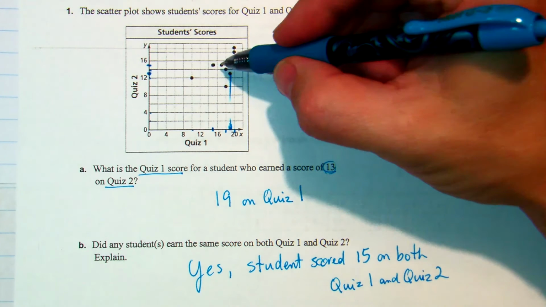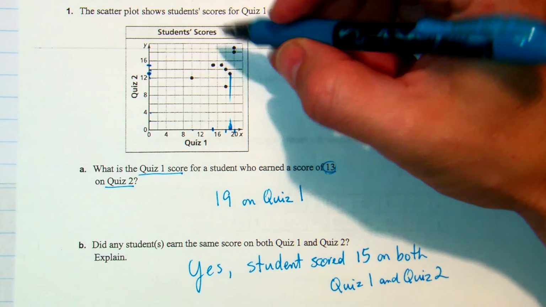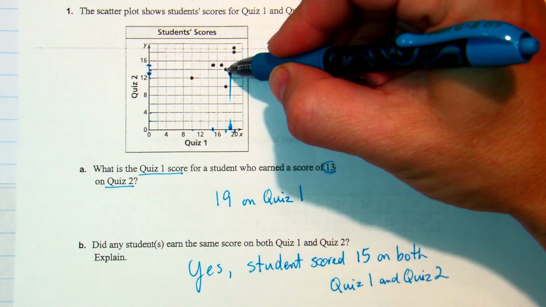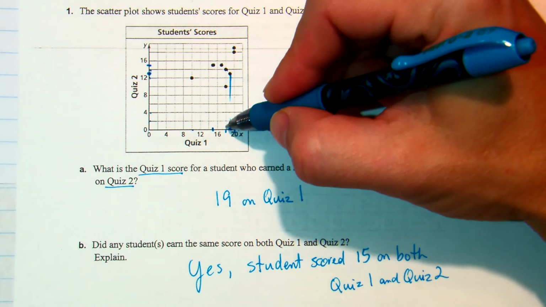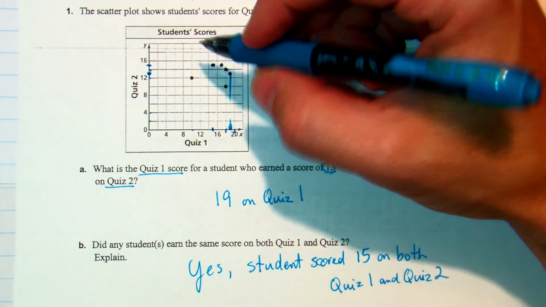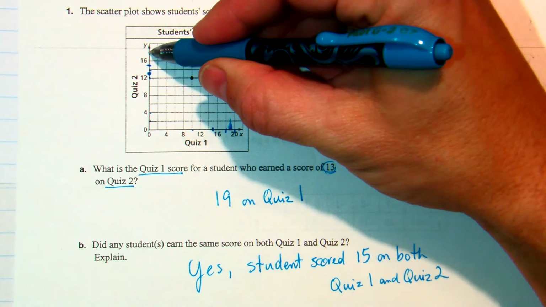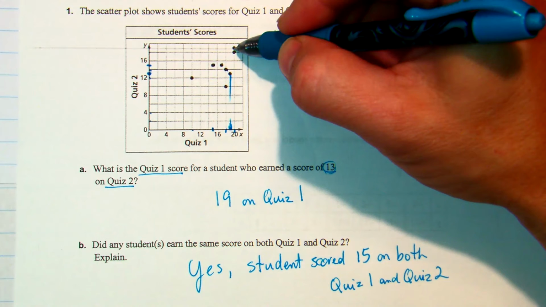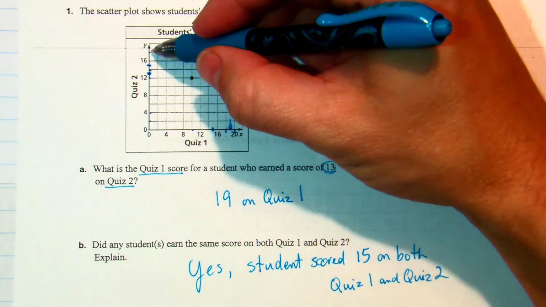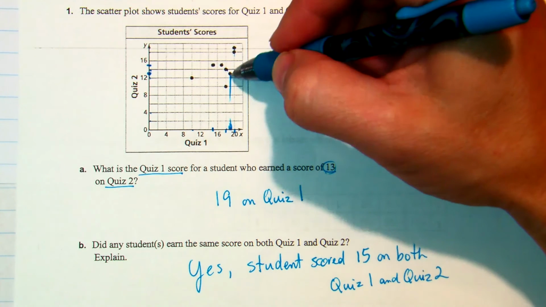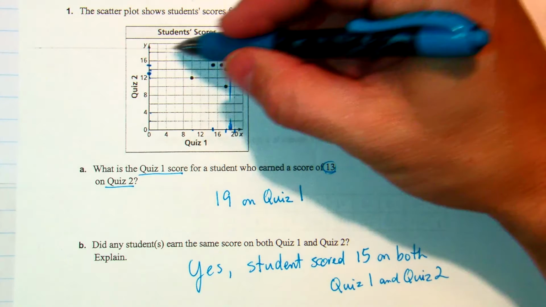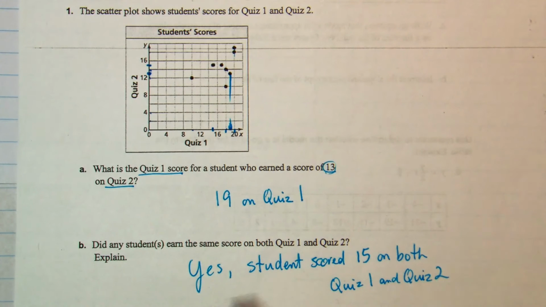Looking at the rest of them, this is still a 15. That won't be the same. This is a 14 and that is an 18, so none of these other points actually match up. This one would be a 19, and 19 is sitting on 20. This one's at 18 and 20. None of these other ones will have the same score on both sides, other than the one student who scored 15 on both quiz 1 and quiz 2.